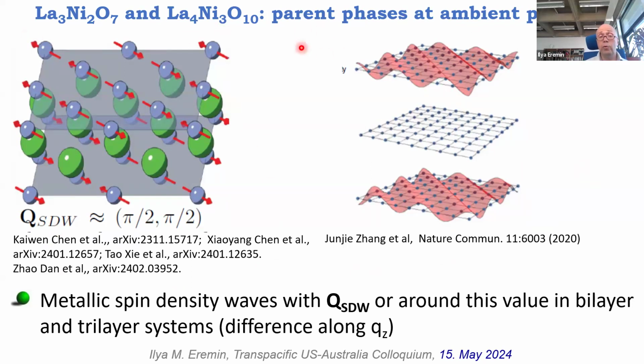Systems are magnetic, so there is magnetism found in both of them. So it's again telling you that there is a necessary prerequisite for the unconventional superconductivity. In this case, this is a metallic spin density wave. In view of time, I will not discuss the details.